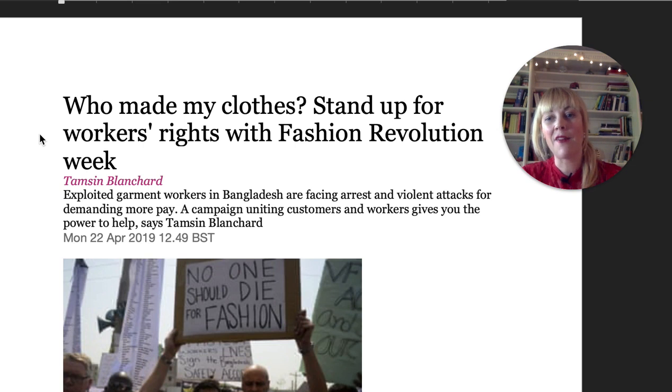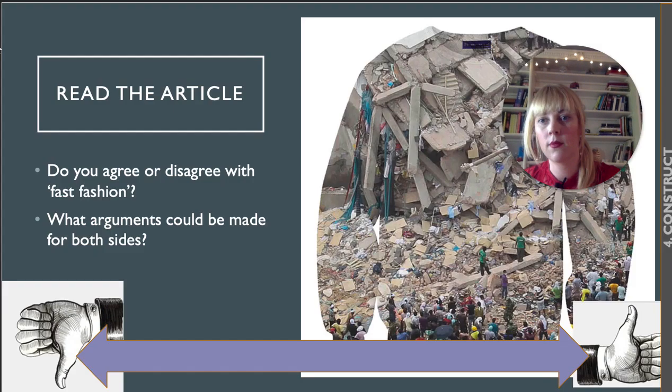So hopefully what you've got from this is an image of the devastation that fast fashion can cause. And I'm now going to ask you to rate where you would put yourself according to a statement on this. Okay, so here is the statement that I want you to consider. Having read the article, do you agree or disagree with fast fashion? Where do you personally stand with it?